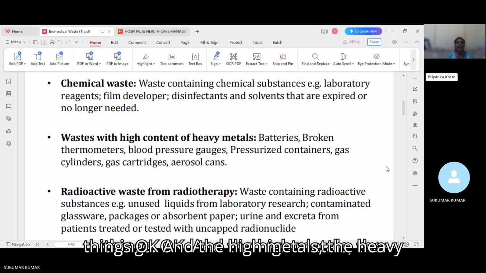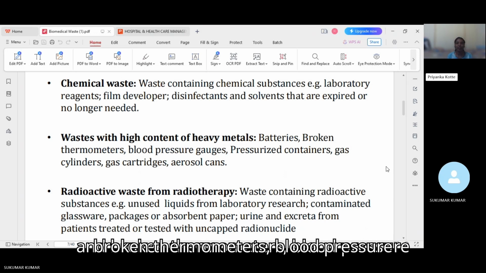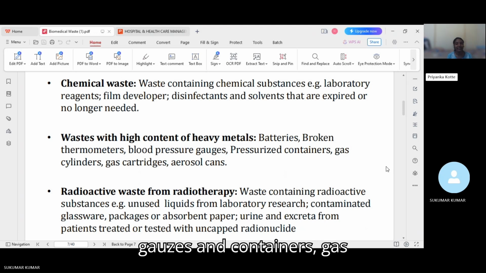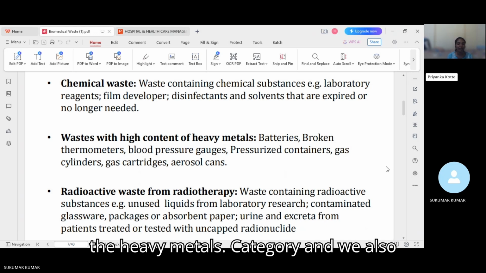Okay, and the heavy metals, which include batteries and broken thermometers, blood pressure gauges, and containers, gas cylinders, gas cartridges, and aerosols. All these are categorized under the heavy metals category.